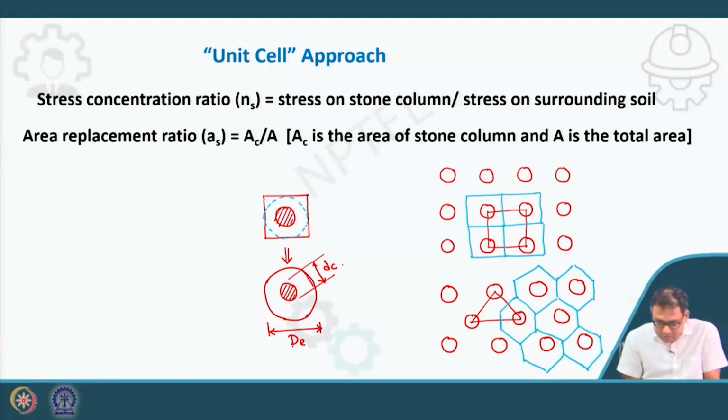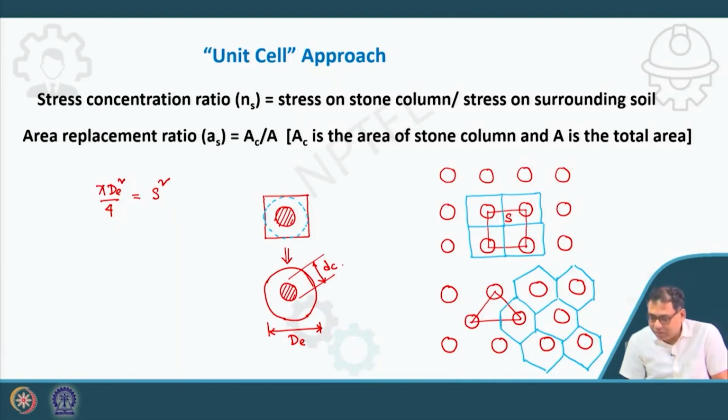So how will we do that? Here a square has been converted to an equivalent circle. If I say this is DE, the diameter of the equivalent circle, I can write that pi DE square divided by 4, that is the area, will be equal to S square. What is S? S is the spacing between the columns.